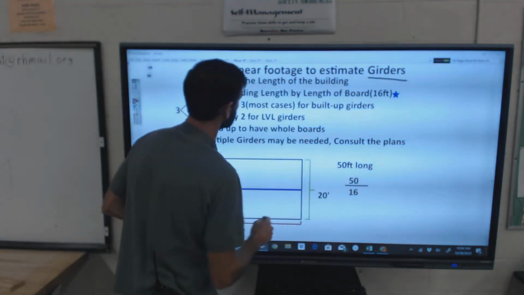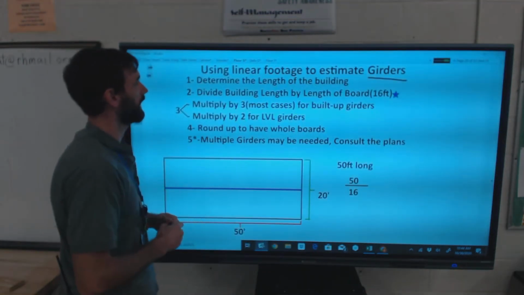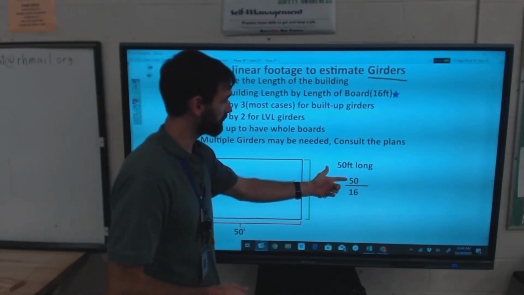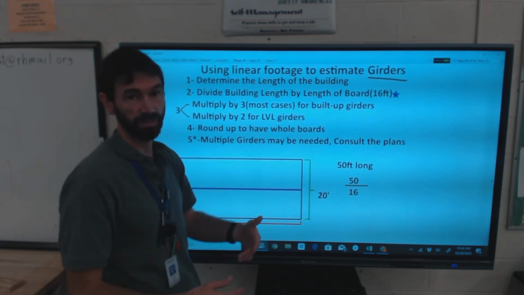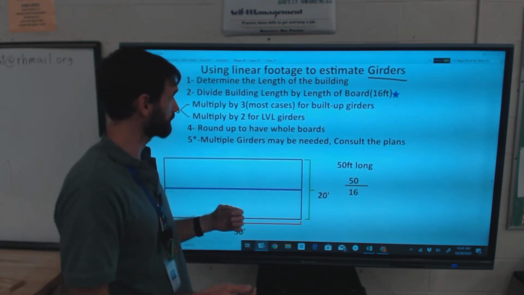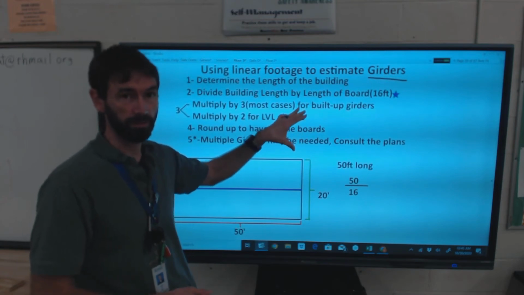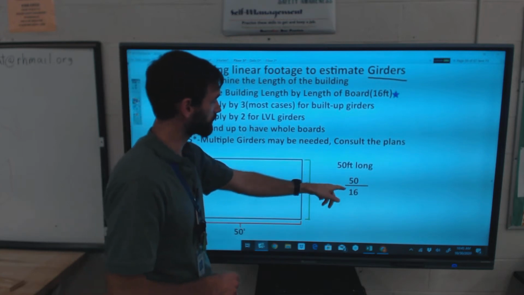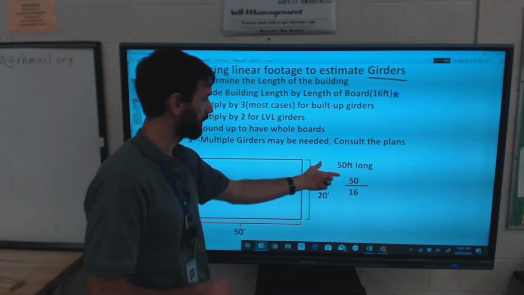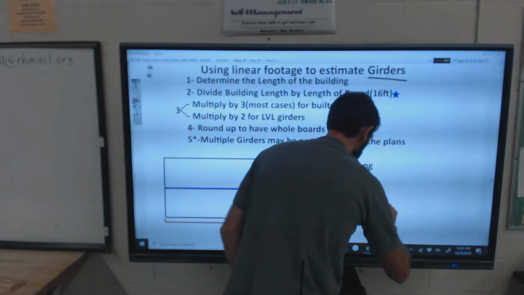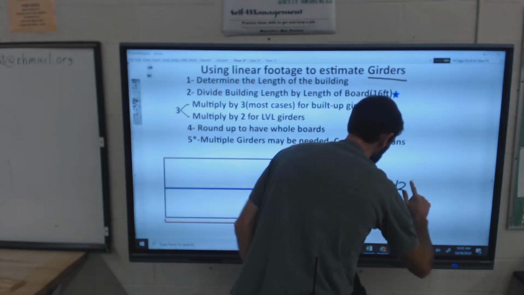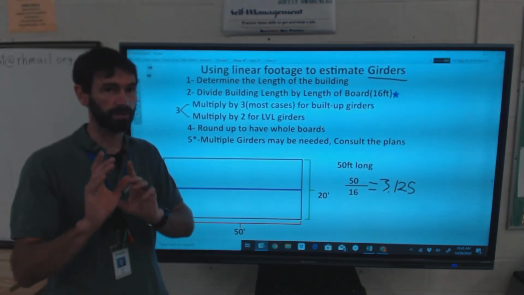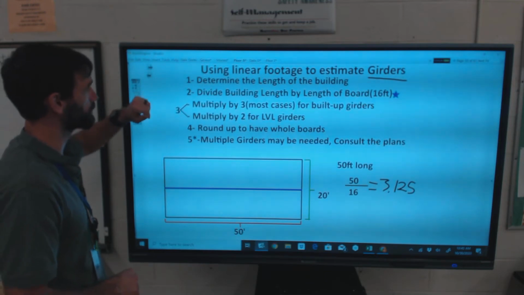So that's step one. Step two, divide the building length by the length of the board, which is 50 feet, divided by 16, because we're going to use 16-foot boards for our built-up girders. These are built-up girders; we'll talk about LVLs in a minute. So 50 divided by 16 is 3.125. Now, hold off on rounding just yet. So step one and step two are done.